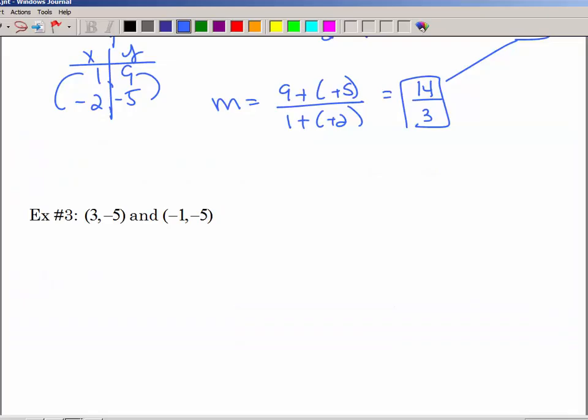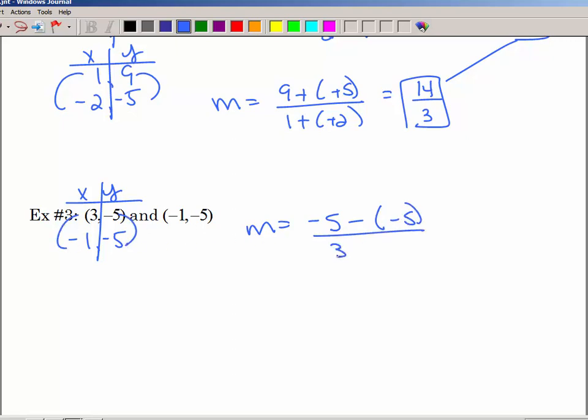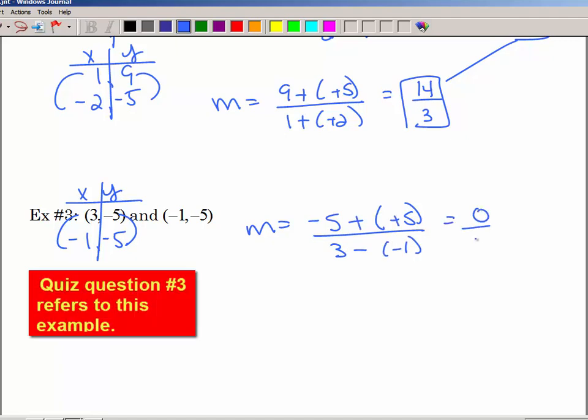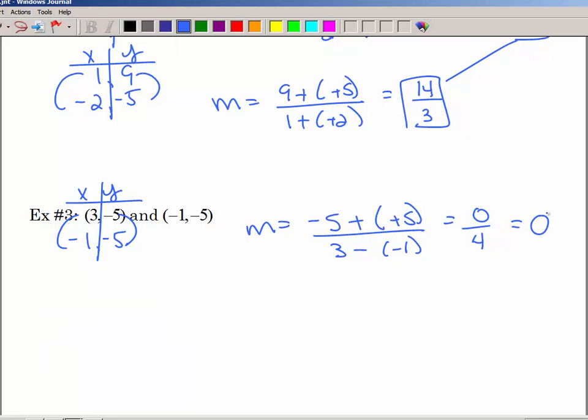So how about this one? Again, I'm going to kind of line it up. It just kind of helps me visually see that and not make as many mistakes. So I have negative 5 minus a negative 5. Those are my y's over my x's. Well, I get 0 on top of 4. 0 divided by anything is 0. And again, what kind of line has a 0 slope? Horizontal. If you were to graph those 2 points and connect them, you would get a horizontal line.